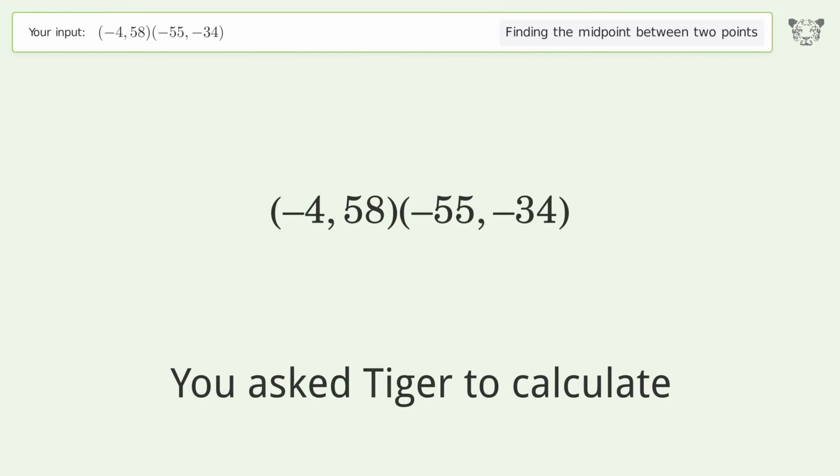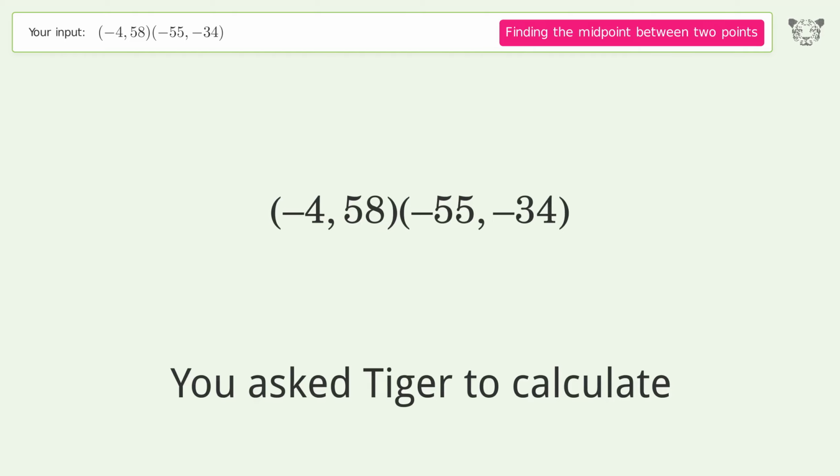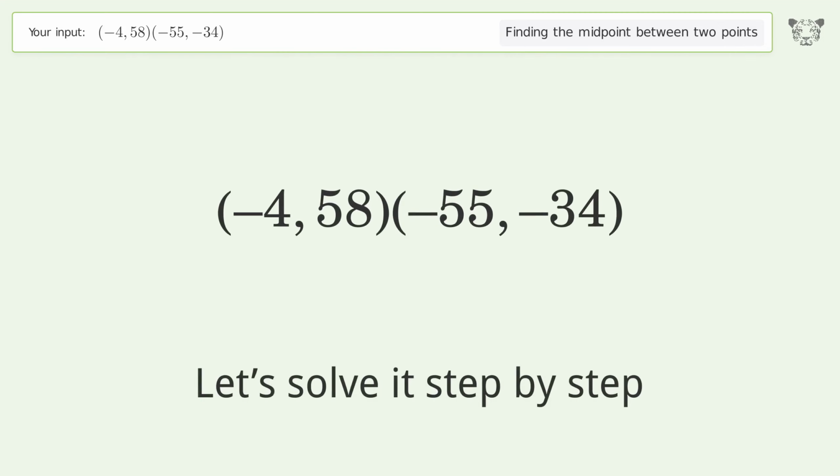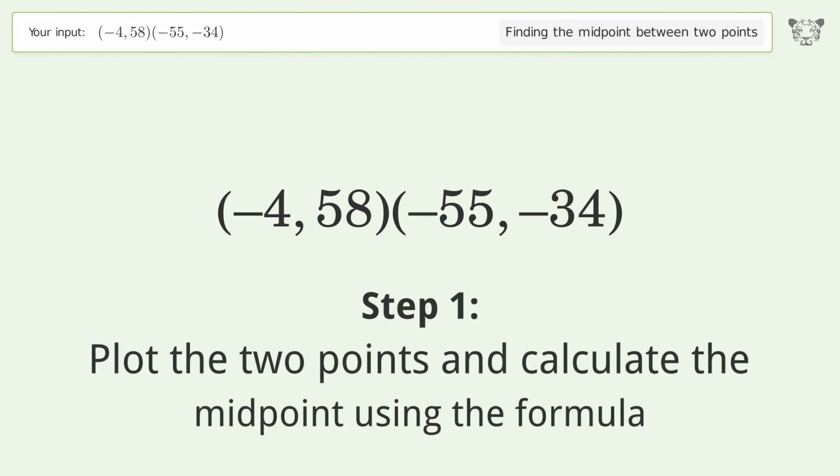You ask Tiger to calculate. This deals with finding the midpoint between 2 points. The midpoint between the 2 points is negative 29.5, 12. Let's solve it step by step. Plot the 2 points and calculate the midpoint using the formula.